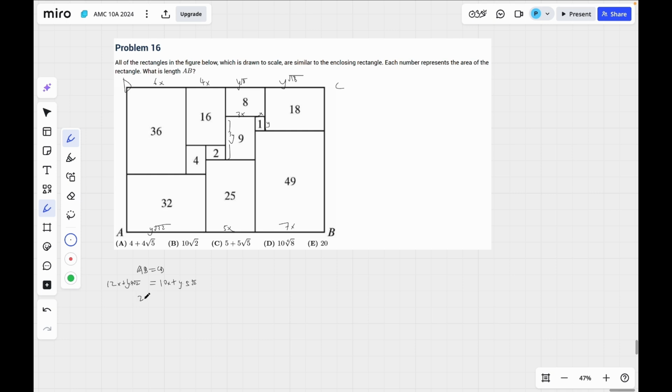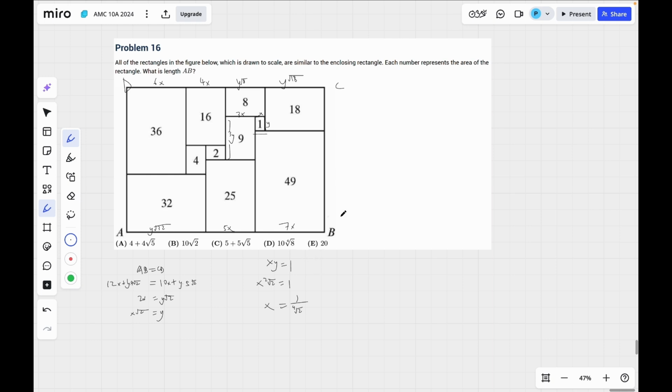So now we get 2x equals y root 2. So x root 2 is equal to y. Now since we know that the area of this rectangle is 1, we have another equation, xy equals 1. Now we plug y in to get x squared times root 2 equals 1. And so x equals 1 over the fourth root of 2.